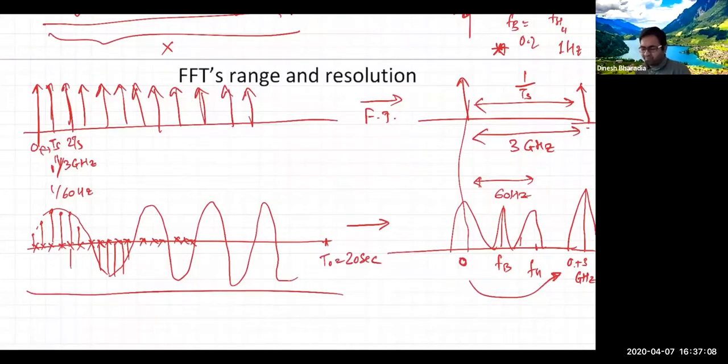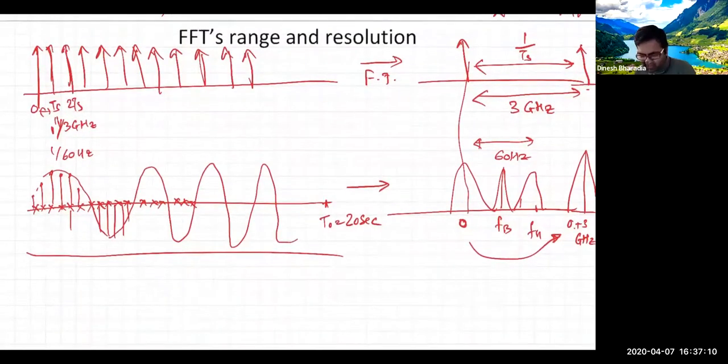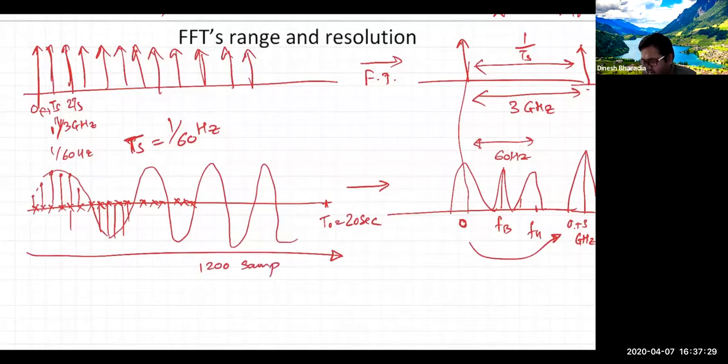For this example, let's take sampling period TS as 1 over 60 hertz. So now in total, I have 1200 samples in this case, correct? Instead of 3 gigahertz, I will have this at 60 hertz plus 0. Everyone with me on this so far?